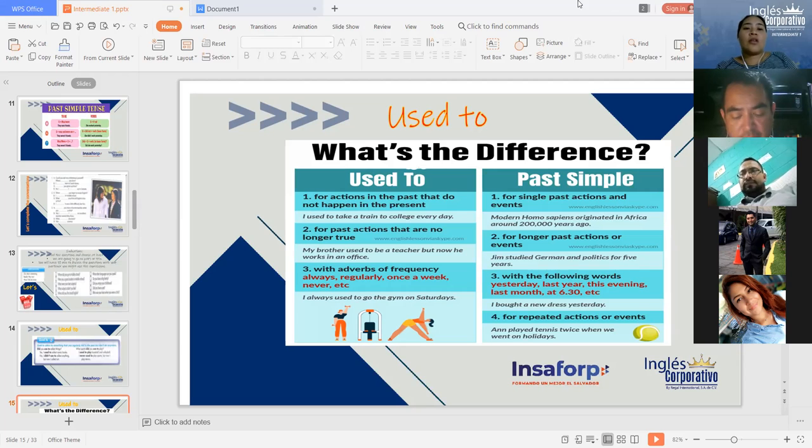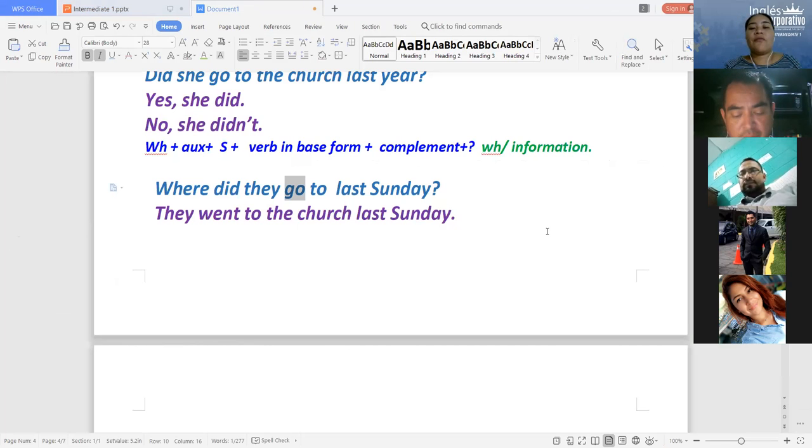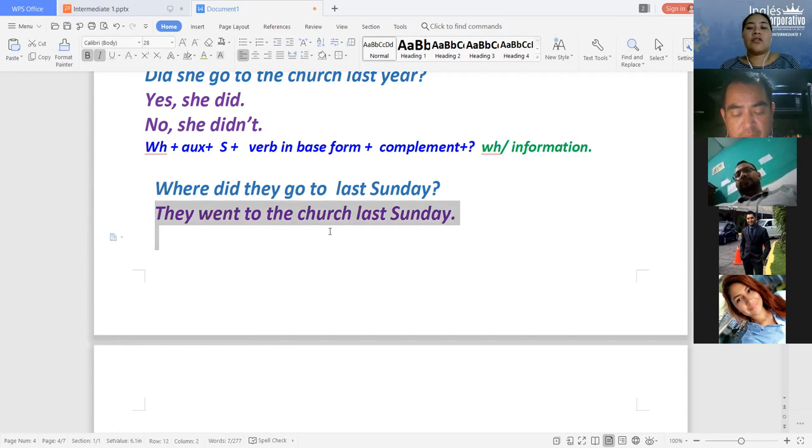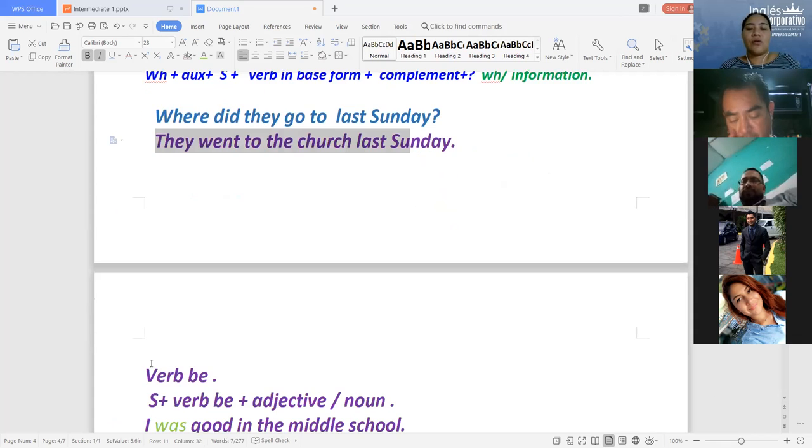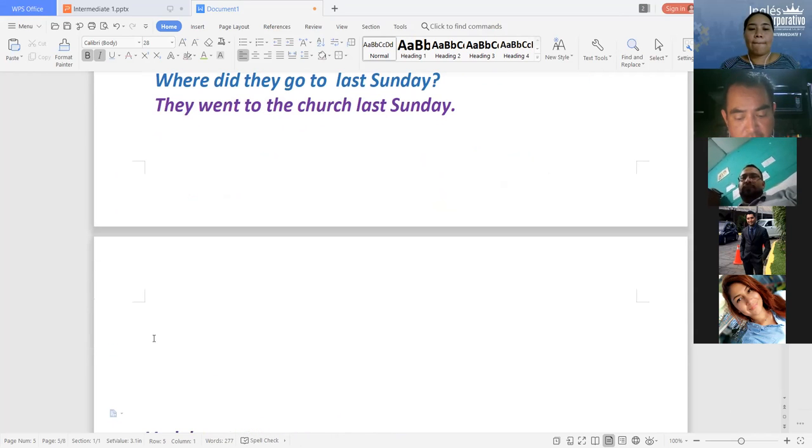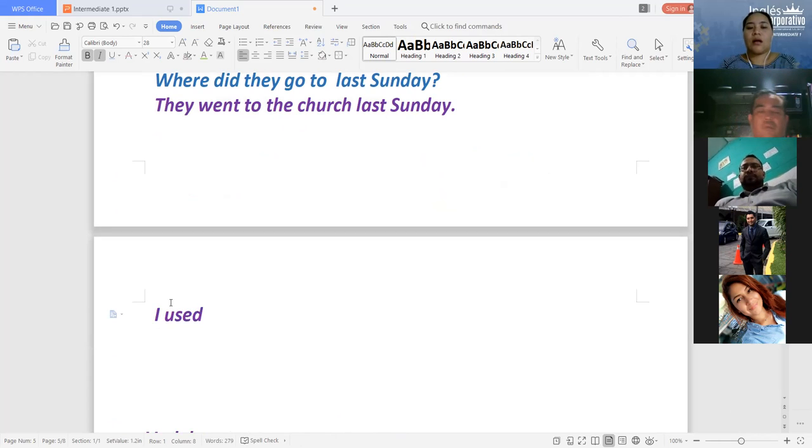Okay, good. So for example, if we want to convert this one with used to, they went to the church last Saturday, how are we going to do it with used to? I used to play with Barbies when I was a kid. I used to play with Barbies, someone said it, right?